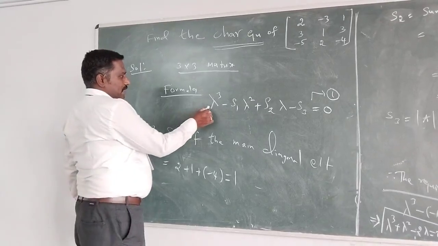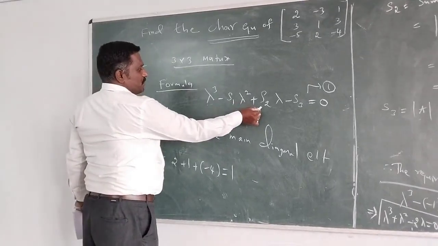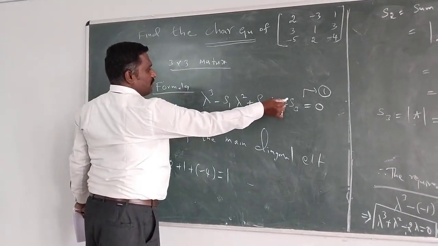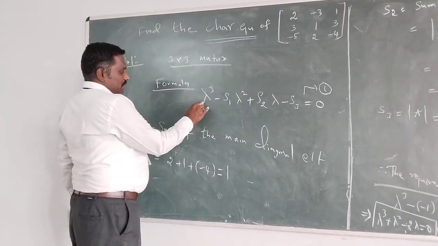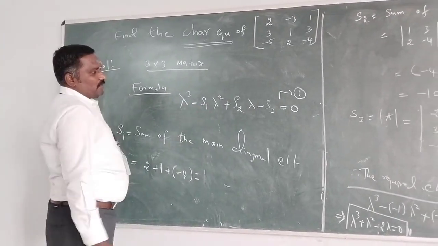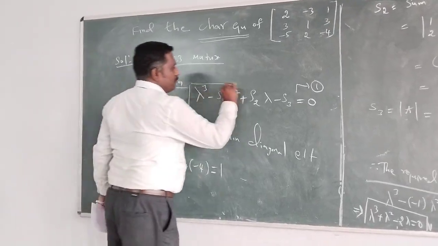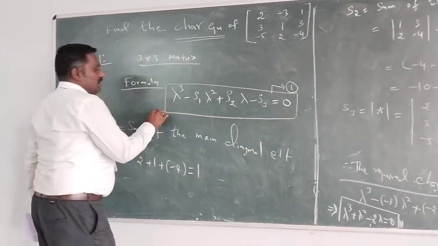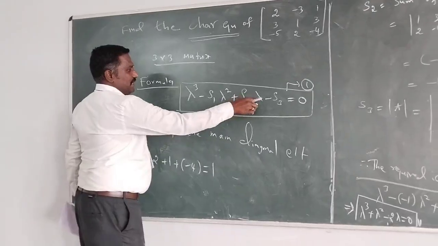Formula: lambda cube minus s1 lambda square plus s2 lambda minus s3 equal to 0. Once again, the formula is lambda cube minus s1 lambda square plus s2 lambda minus s3 equal to 0. It is one of the important formulas. Here we need to find the values of the unknowns s1, s2, s3.